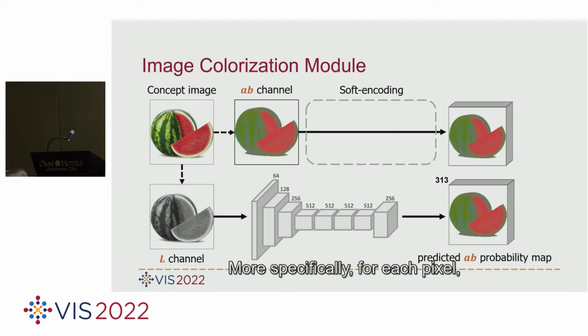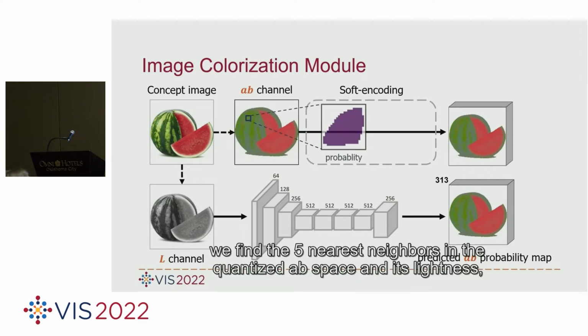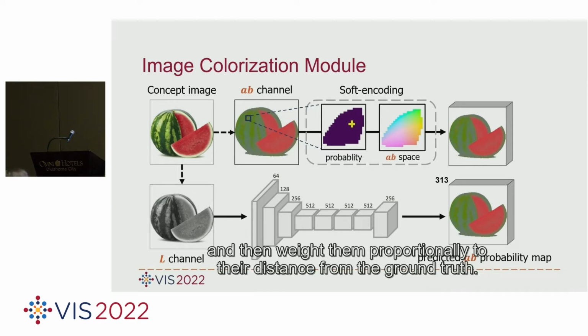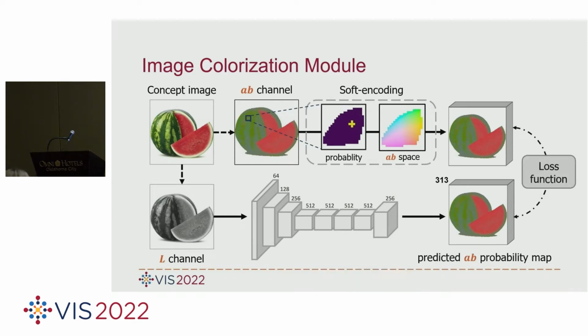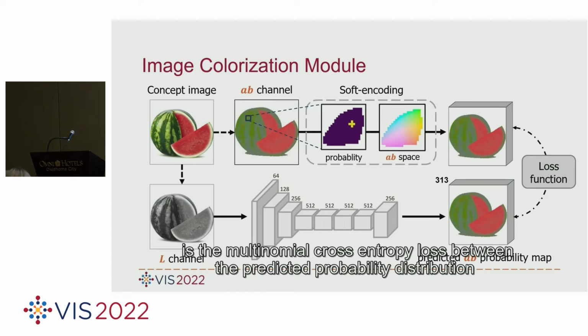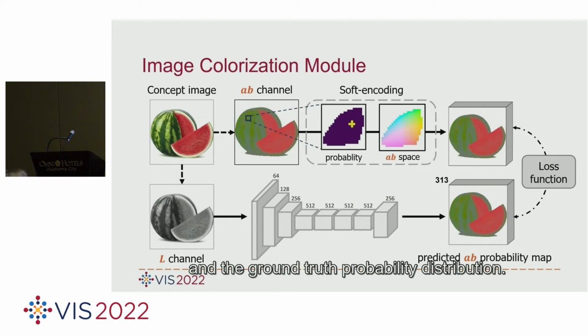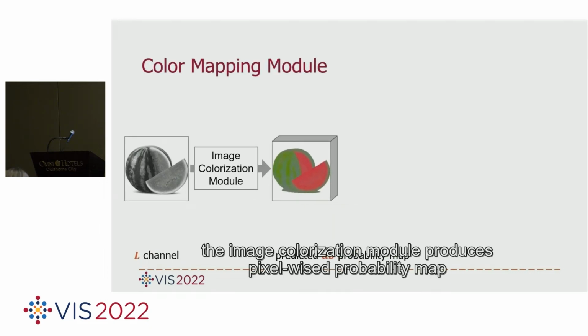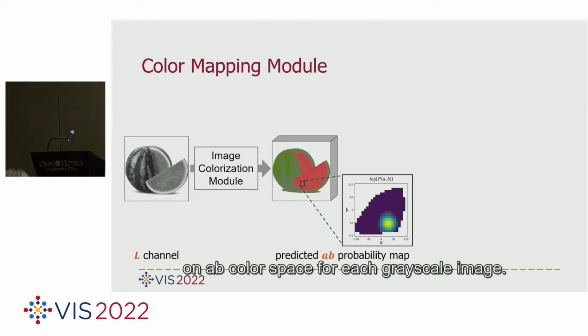More specifically, for each pixel, we find the 5 nearest neighbors in the quantized AB space and its lightness, and then weight them proportionally to their distance from the ground truth. The loss function of the network is the multinomial cross-entropy loss between the predicted probability distribution and the ground truth probability distribution. After training, the image colorization module produces a pixel-wise probability map on AB color space for each grayscale image.